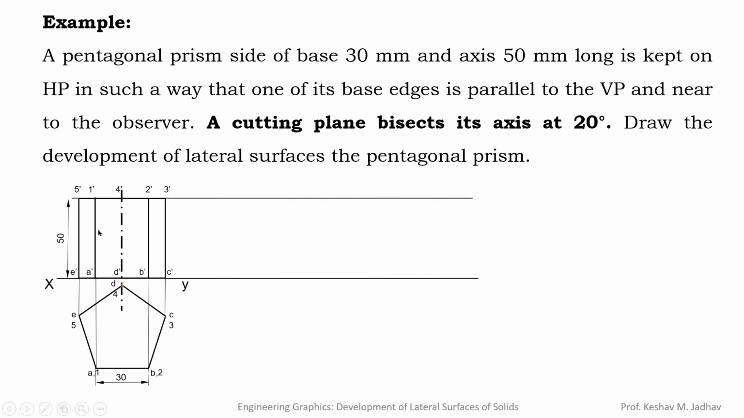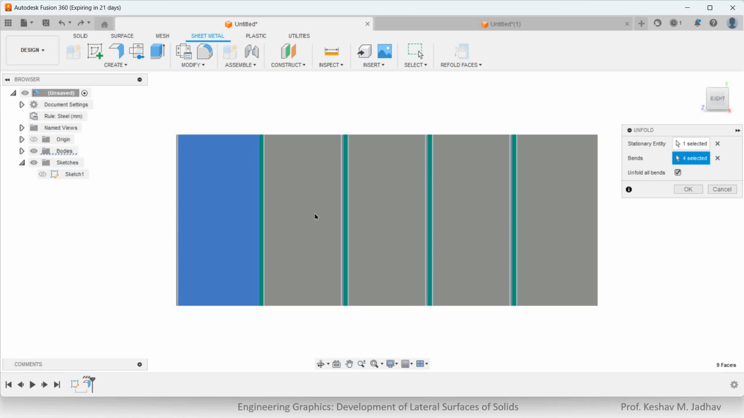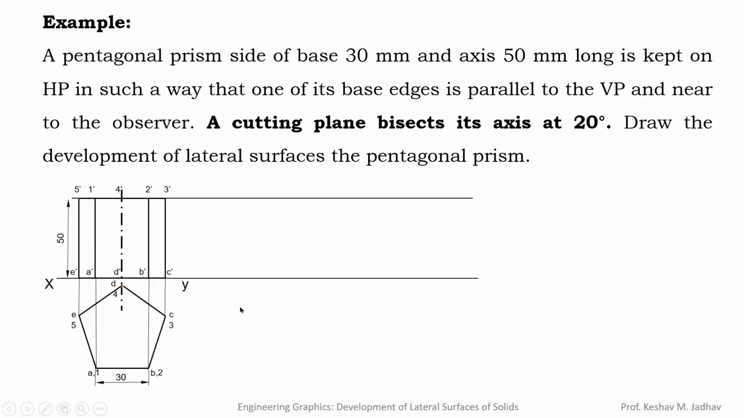Then if you unfold this prism, it will have 5 rectangular faces. Now we have seen that if you unfold this prism, it will have 5 rectangular faces as it is a pentagonal prism. So here also we will draw the 5 rectangular faces, and what should be the size? The width of each rectangle is 30 mm and the height is 50 mm.